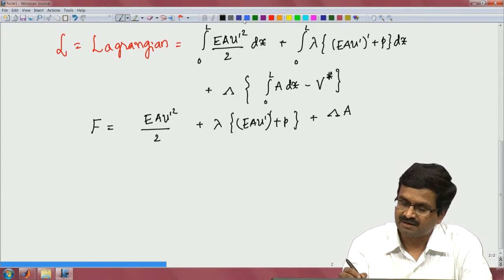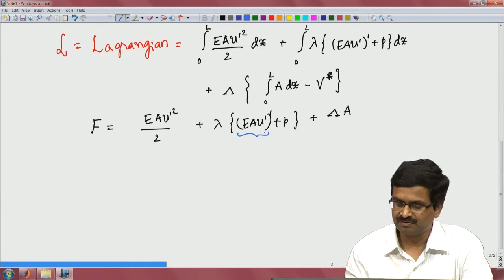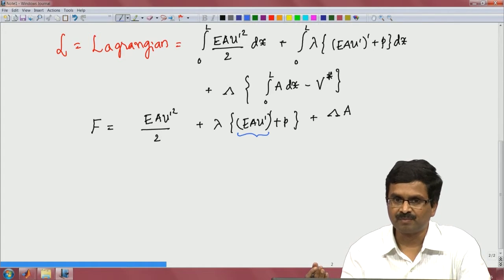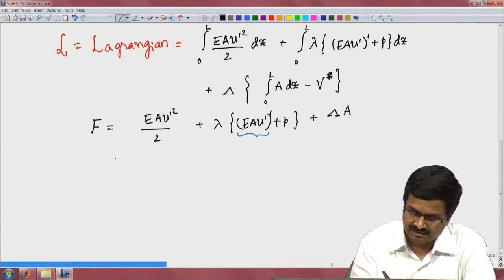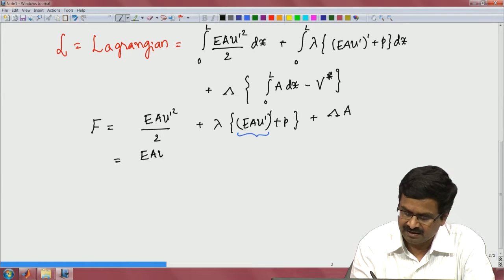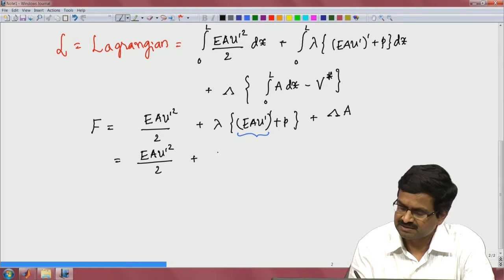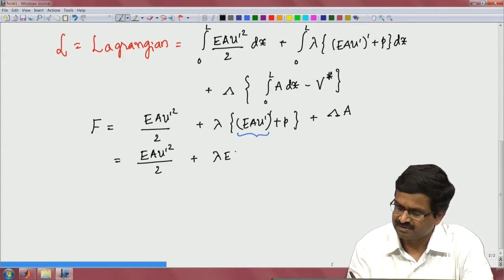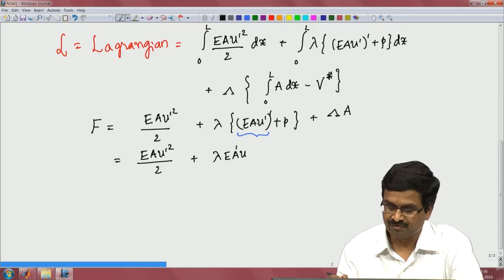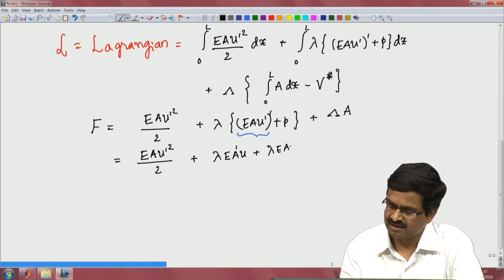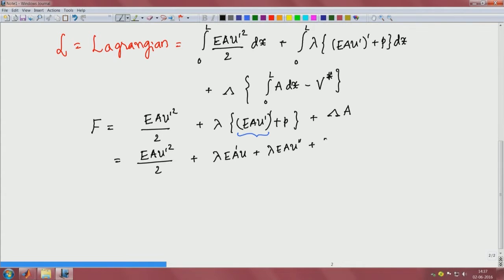Let us expand this term before we proceed, so that we can see u prime and u double prime explicitly. So, let us write this as E A u prime square by 2 plus lambda times, if I expand it, E A prime u prime, where A and u prime both are functions of x. When you take this derivative, we do the normal product rule: E A prime u prime plus lambda E A u double prime, plus lambda P, plus capital lambda A. That is our integrand.